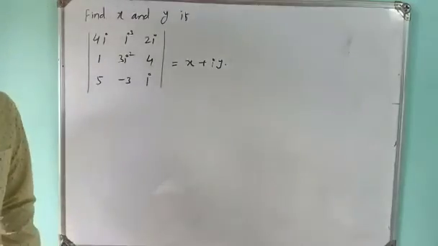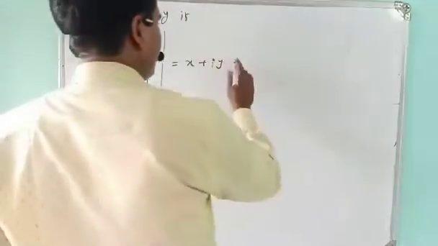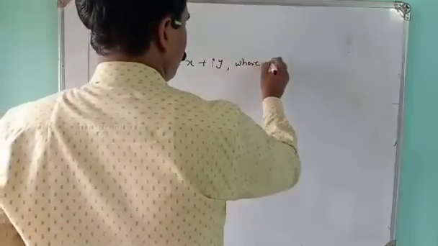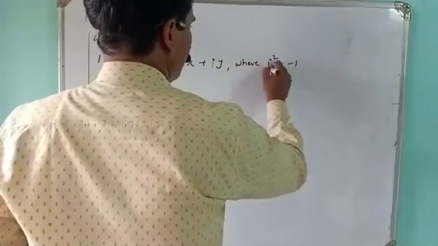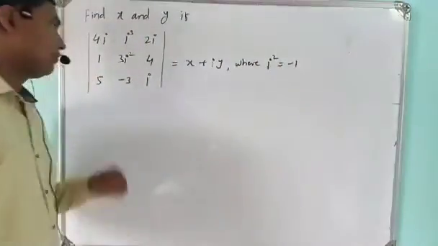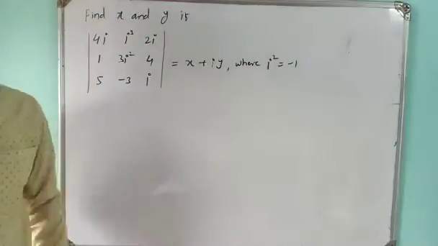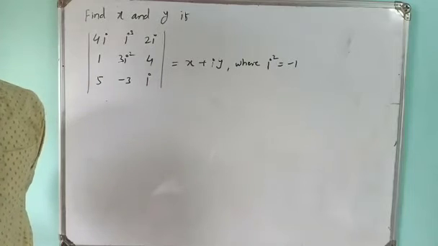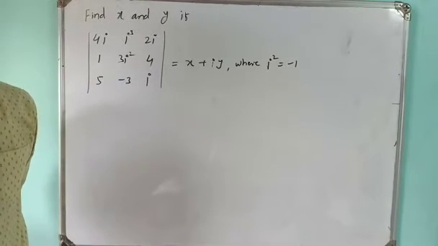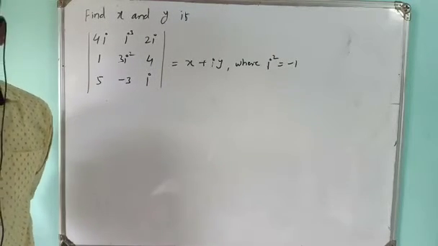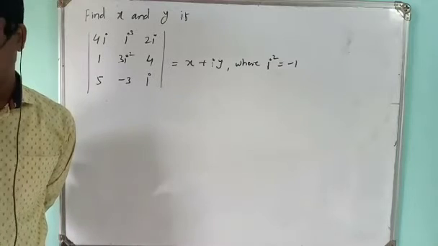This is the one, and the condition given is that i square is equal to minus 1. This is the question given to us. You can solve it very easily. You have to find out the values of x and y. See here now.